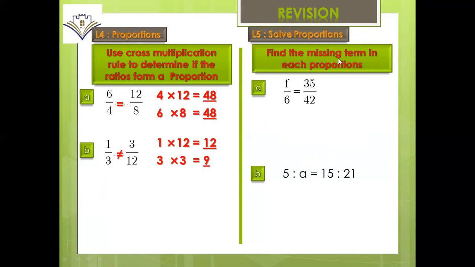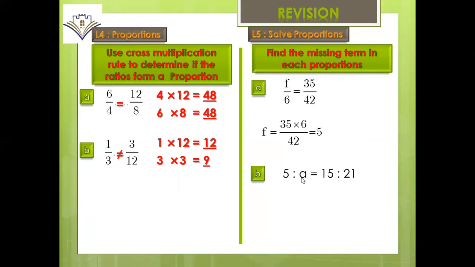Find the missing term in each proportion. F over 6 equals 35 over 42. I need to get the value of F. By cross multiplication, F is multiplied by 42, so I have 35 multiplied by 6 divided by 42. By simplifying, 42 divided by 6 equals 7, and 6 divided by 6 equals 1, then 35 divided by 7 equals 5, then 5 multiplied by 1 equals 5.